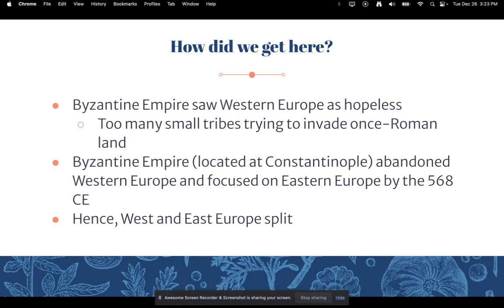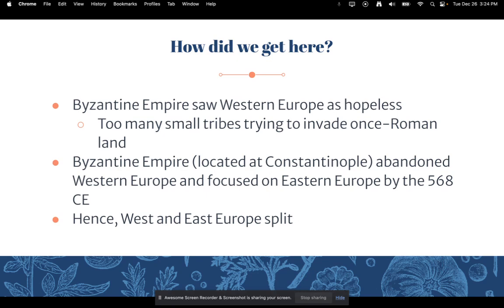So the Byzantine Empire, which again was located in Constantinople, was like, hey, Western Europe, you're just too much of a liability. We're just going to abandon you and focus on our Eastern Europe empire, is what they did in 568 CE. Hence why West and East Europe really split, because one side to the west was just kind of like a bunch of different tribes.